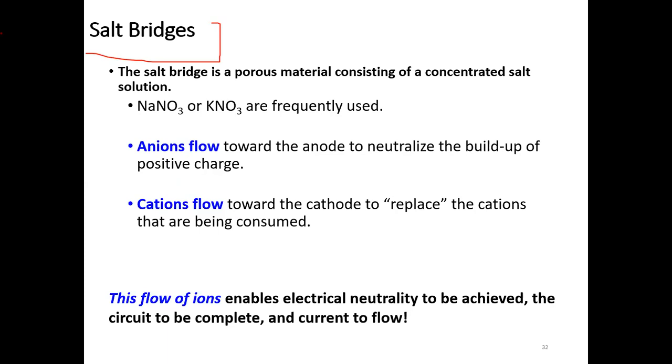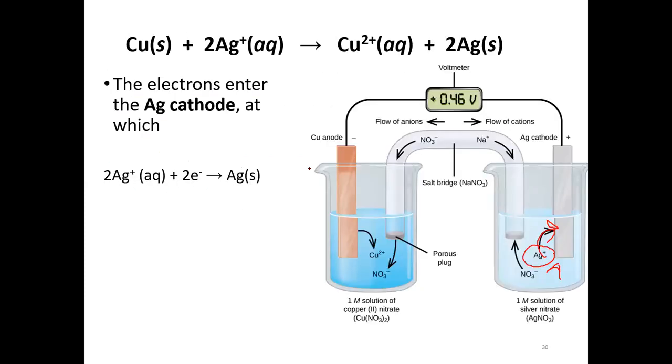What does that mean? Anions flow towards the anode. This is what it is saying. Okay, so the anions in the salt solution in the salt bridge, these anions are moving towards the anode, right? Why? Because more and more coppers are coming out of the anode, the metal at the anode. So they need to counter that.